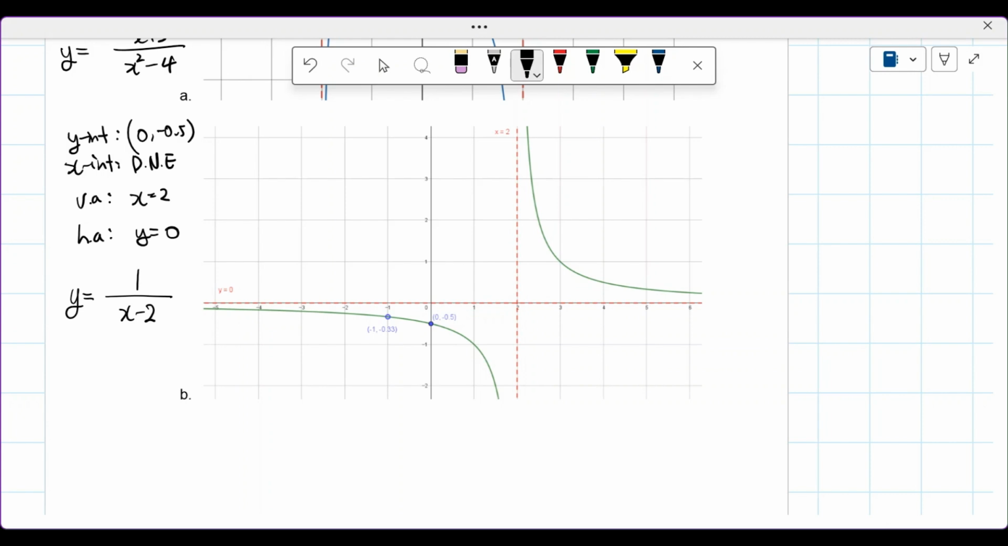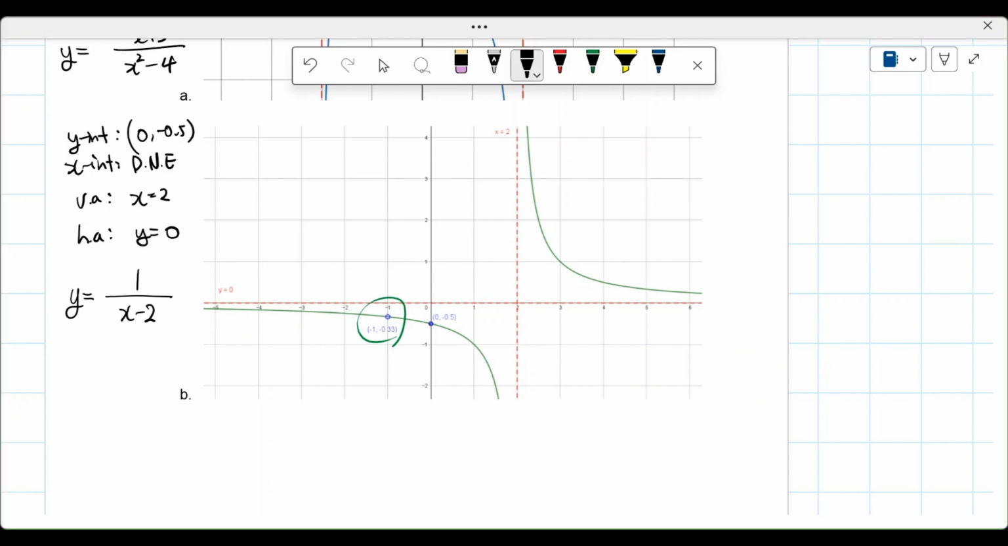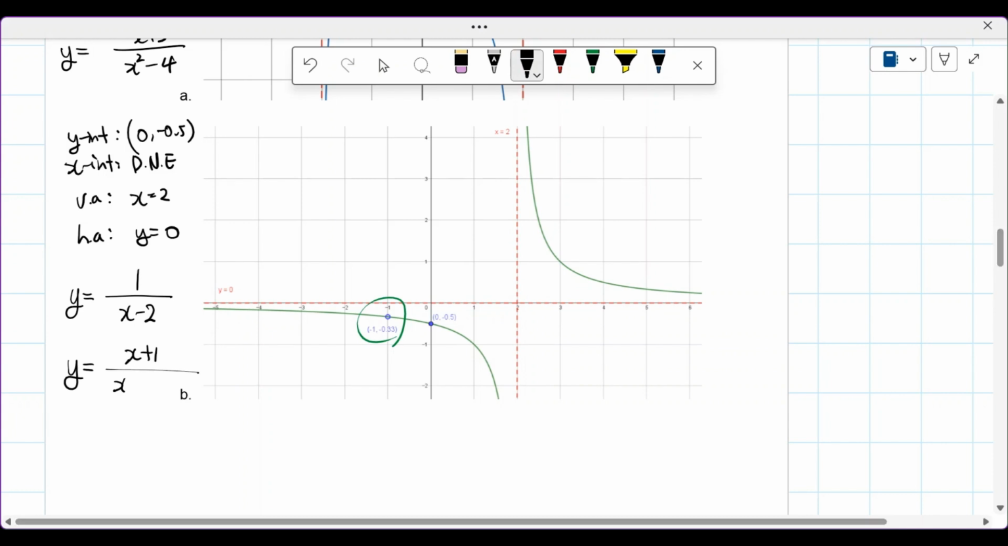If you plug in x equals 0, 1 divided by negative 2, negative 1 over 2, negative 0.5, so that works as well. But one thing that I notice is that we have a point of discontinuity at negative 1 comma negative 0.33. So that means I must have had a common factor of x plus 1 in the numerator and in the denominator, and it must have been reduced to find the function. So the correct function is y equals x plus 1 divided by x plus 1 times x minus 2. Or if you expand it, it becomes x plus 1 divided by x squared minus x minus 2. It's also another good function.